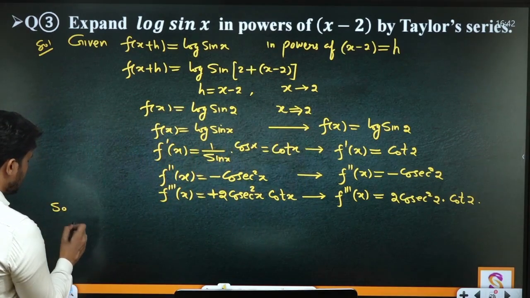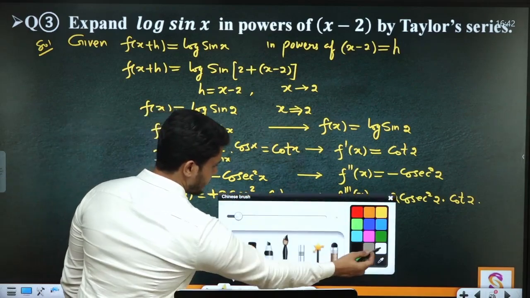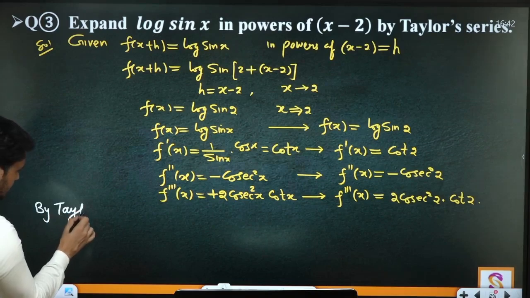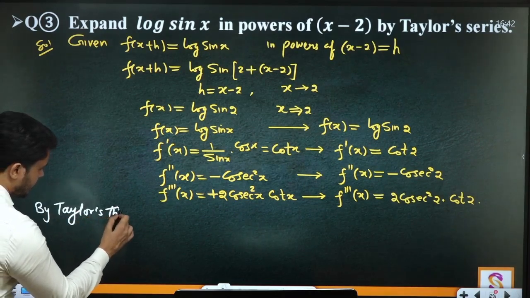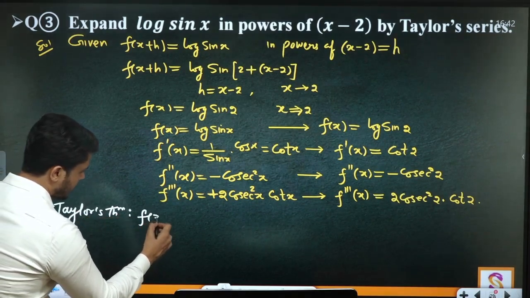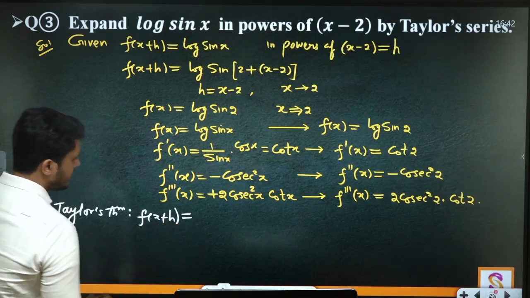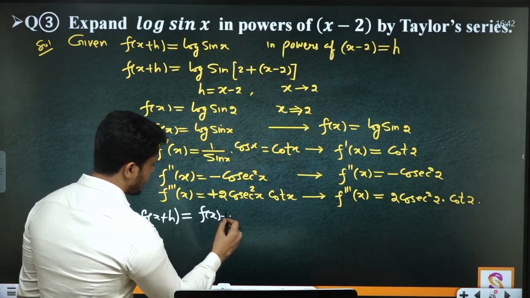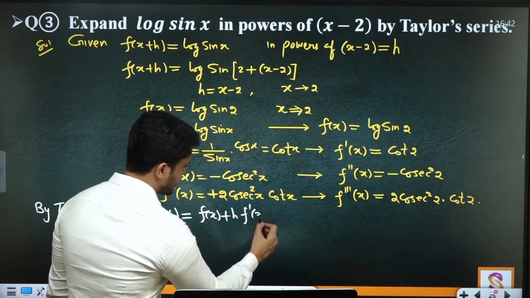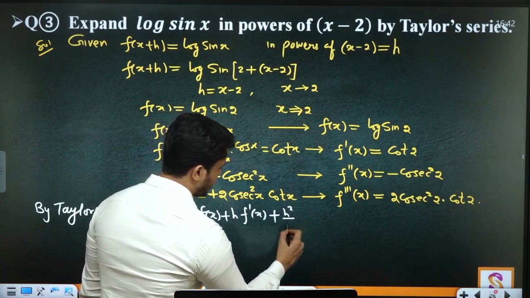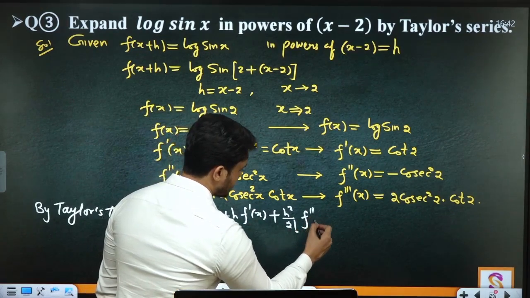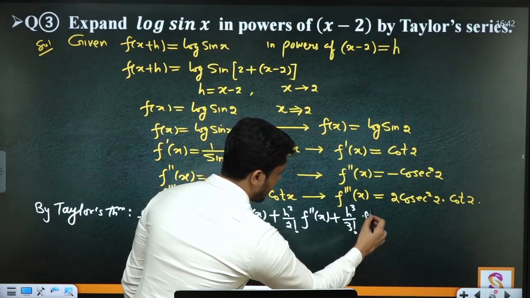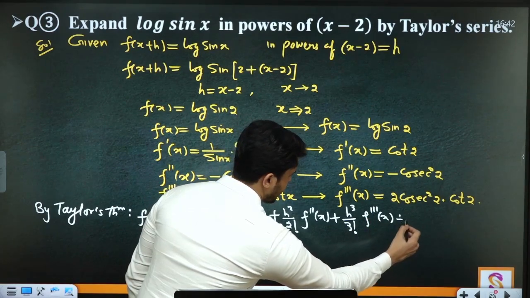So by Taylor's theorem, what will we write? By Taylor's theorem, f of x plus h is equal to f(x) plus h f dash x plus h square upon 2 factorial f double dash x plus h cube upon 3 factorial f triple dash x and so on.